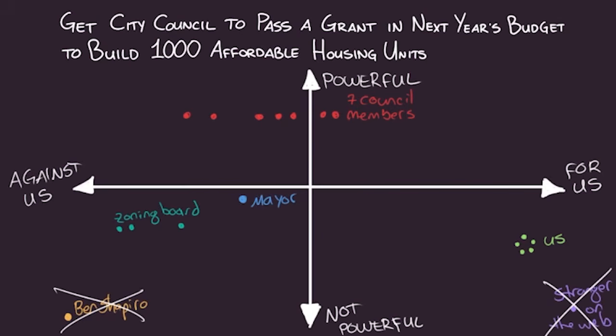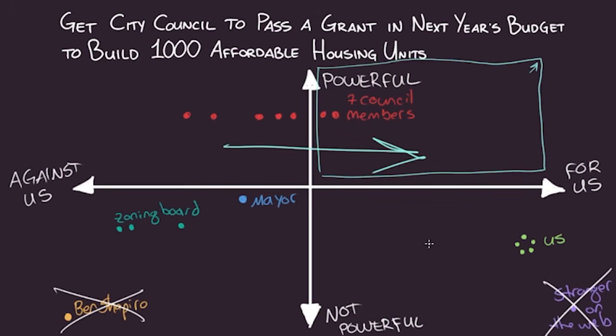Instead, let's talk about what our goal is. Our goal is to get as many dots as possible into this quadrant, and actually as close to this corner of it as possible. Our goal as organizers for this specific issue is to either move dots to the right or move dots up, to either make people who agree with us more powerful or to make the powerful people do what we want. That's our entire goal. And it becomes pretty obvious from right now who our focus should be.